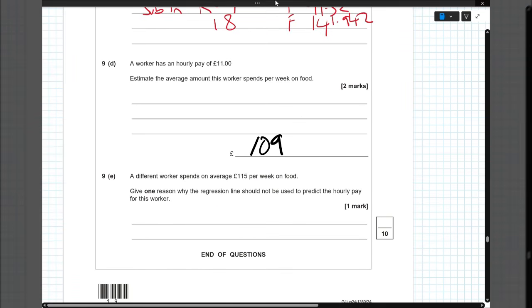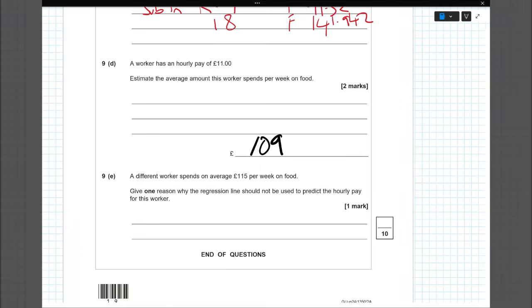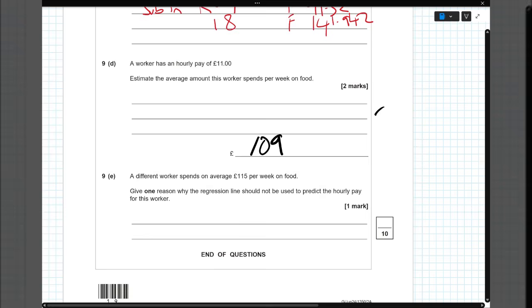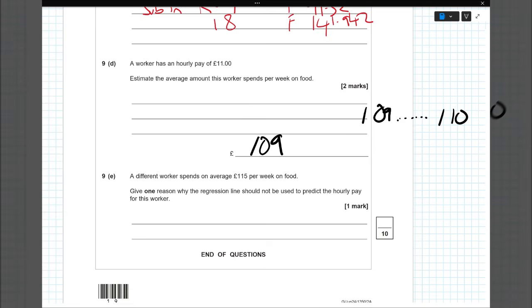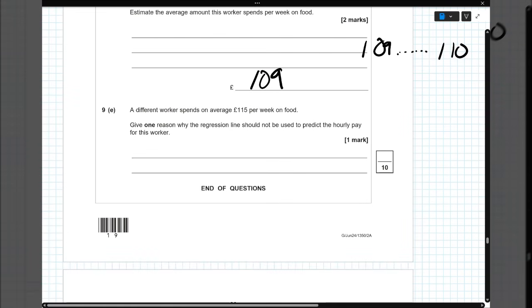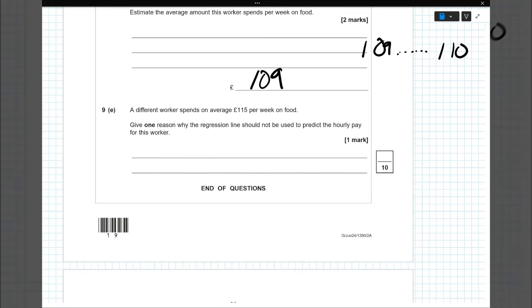If I quickly look at the mark scheme, it'll give us a range. 9D, oh yeah, 109 up to 110. A different worker spends an average £115 per week on food. Give one reason why the regression line should not be used to predict the hourly pay for this worker. For me, hourly pay is independent of the amount spent on food.